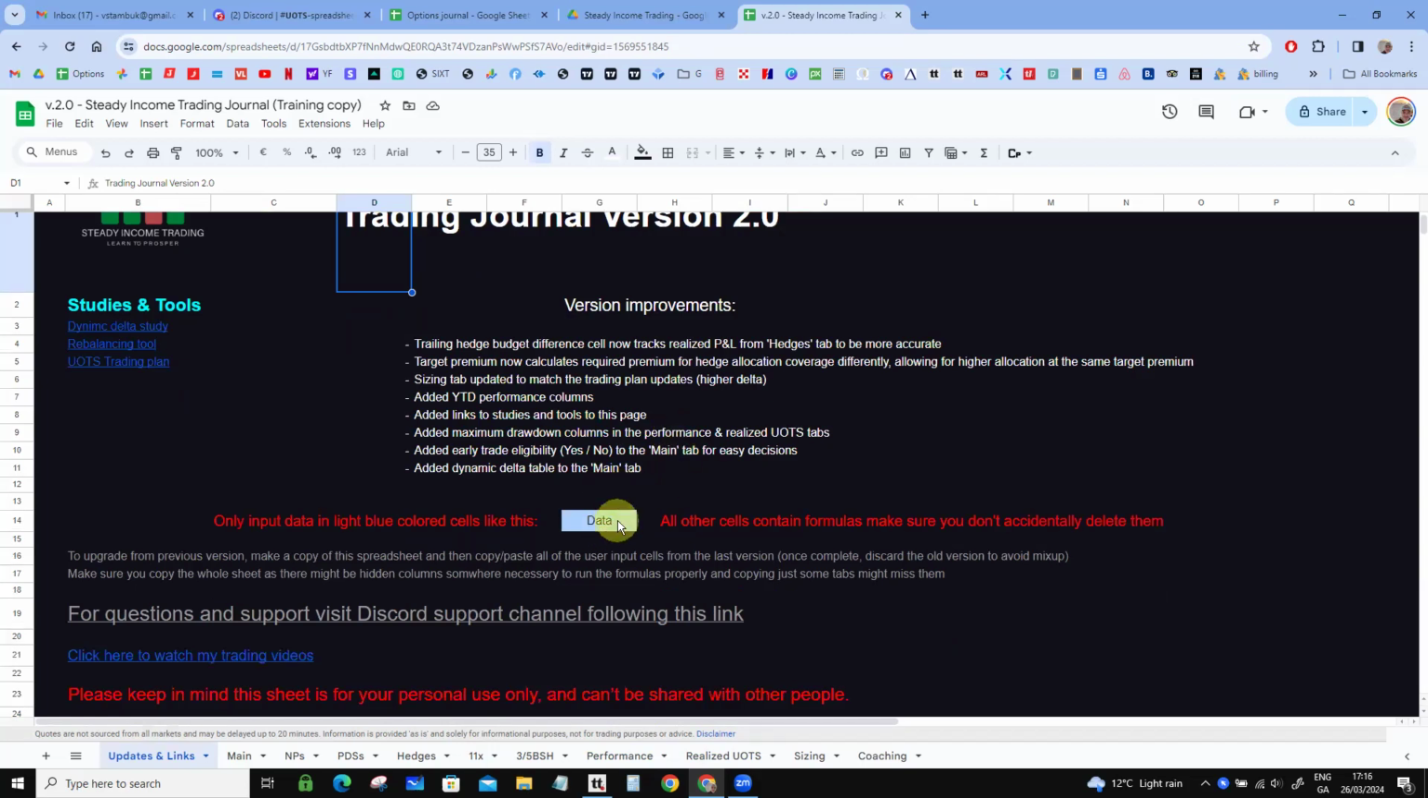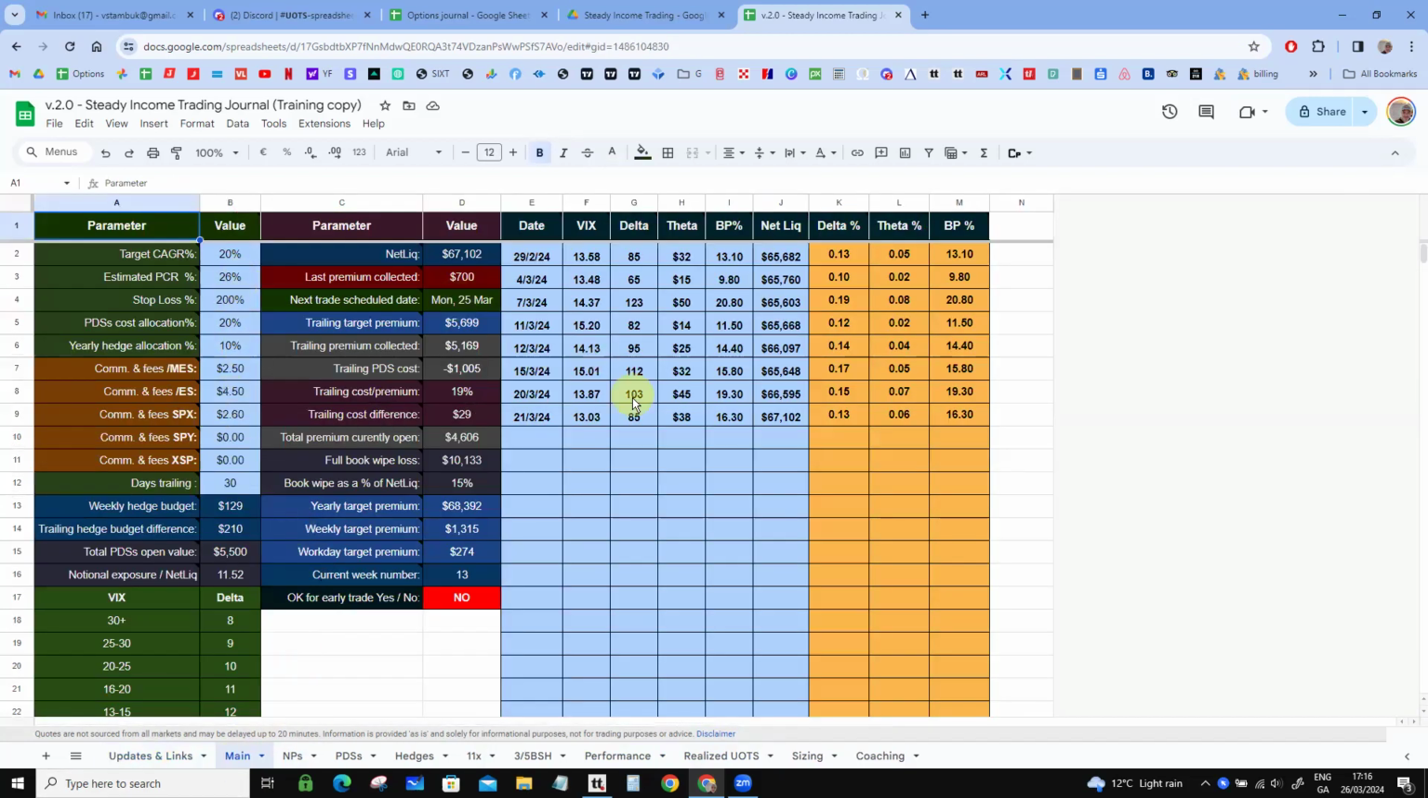And important to note, whenever you update to the new version, all you need to do is copy paste the light colored cells. Everything else is formulas. So you just go to your old version, you make a copy of this for yourself, and then you copy paste these things here, and you copy paste these things here. Anything in light colored cells. Everything else is calculated automatically.